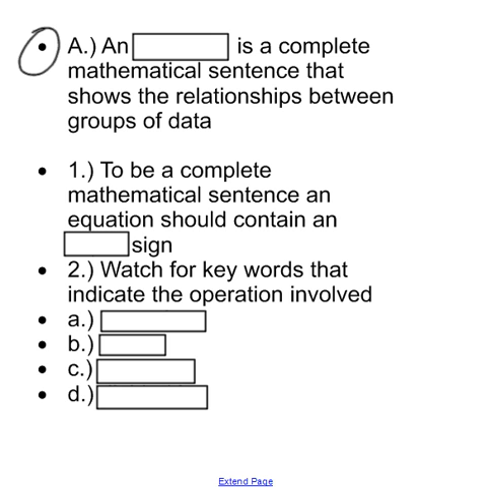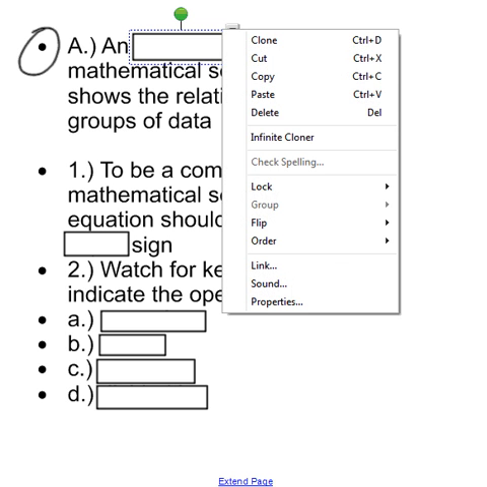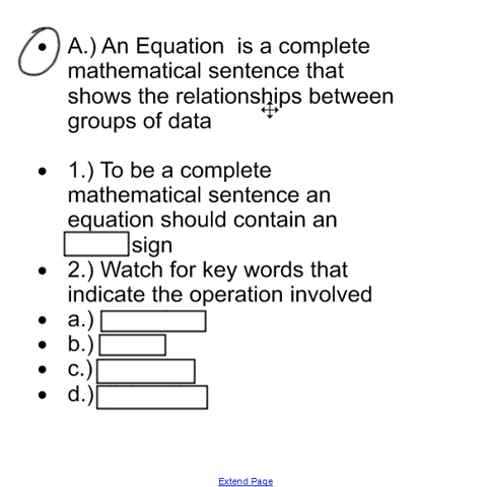The first area that we need to define is by this sentence. A blank is a complete mathematical sentence that shows the relationship between the data. To fill in the blank, an equation. So an equation is a complete mathematical sentence that shows the relationship between data. To be a complete mathematical sentence or an equation, the equation should contain an equal sign.